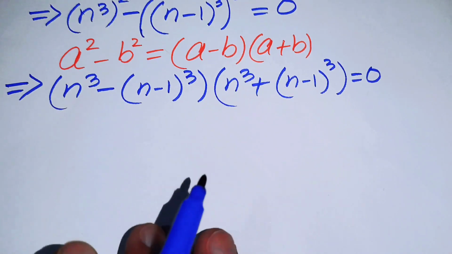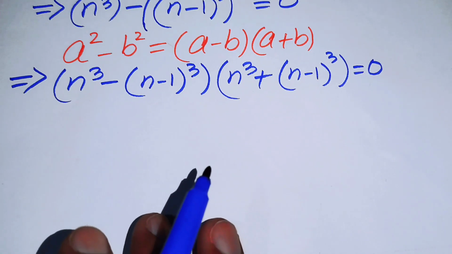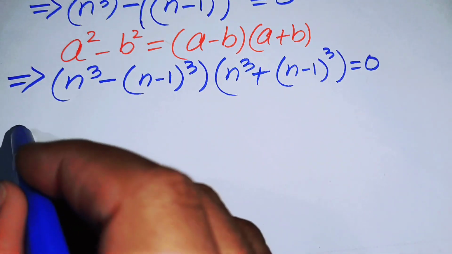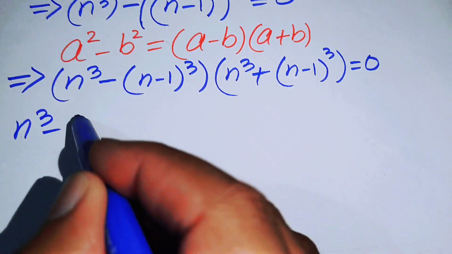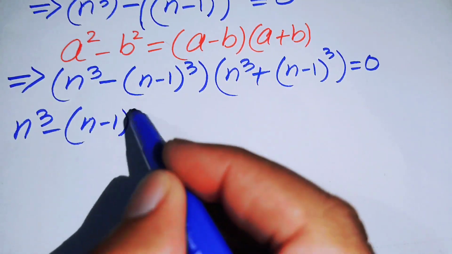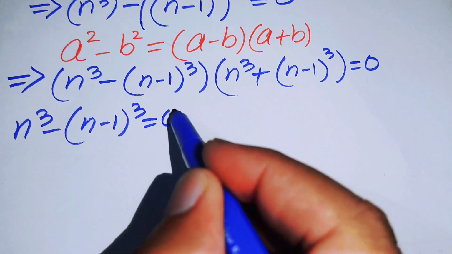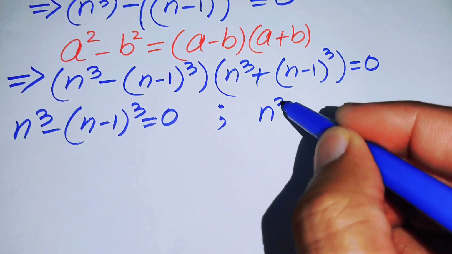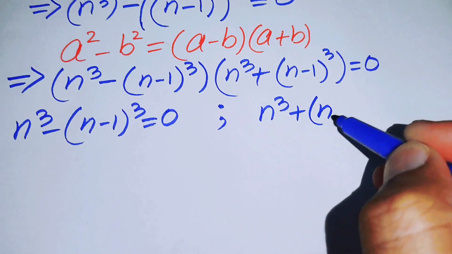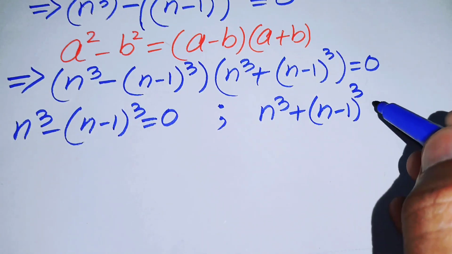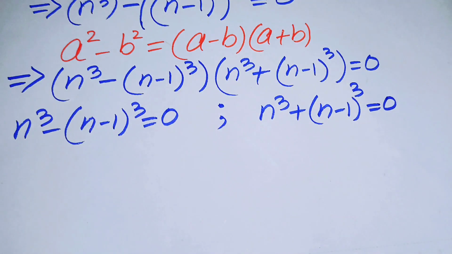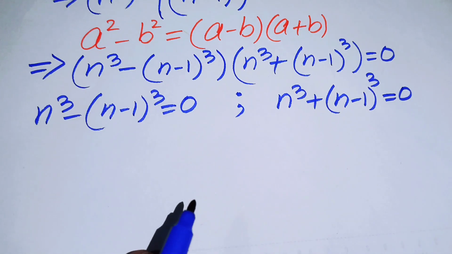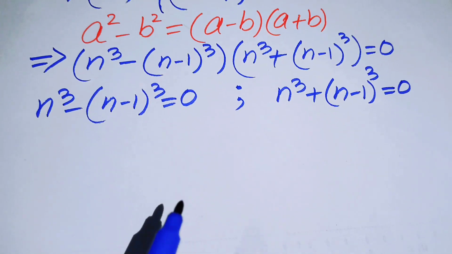So here we have two cases. The first case is we take n cubed minus (n minus 1) cubed is equal to 0, and the other case is we take n cubed plus (n minus 1) cubed is equal to 0. So now we can solve these two cases, and we find all the roots of this equation.